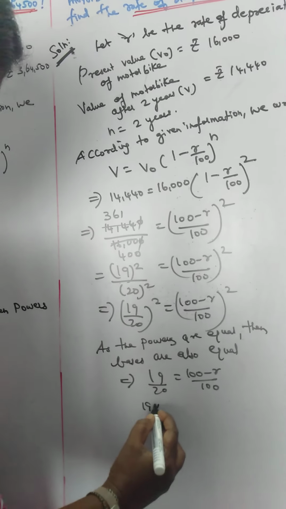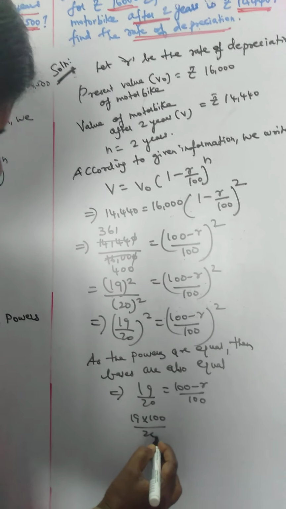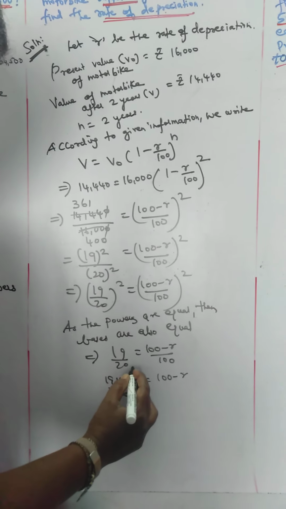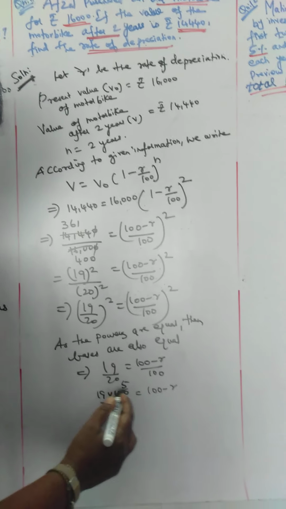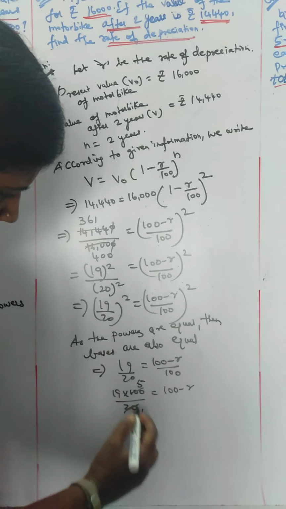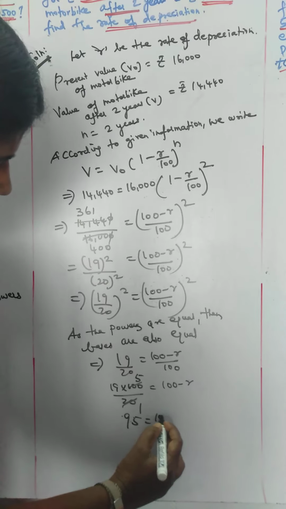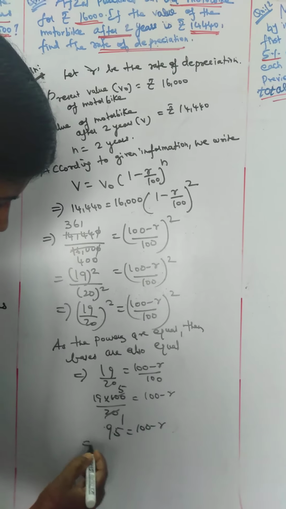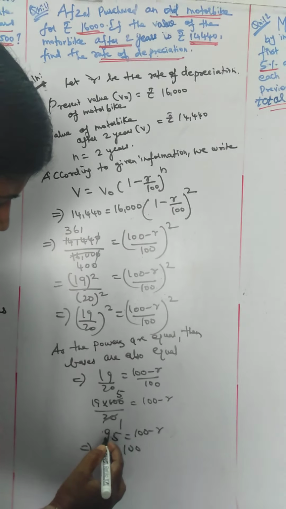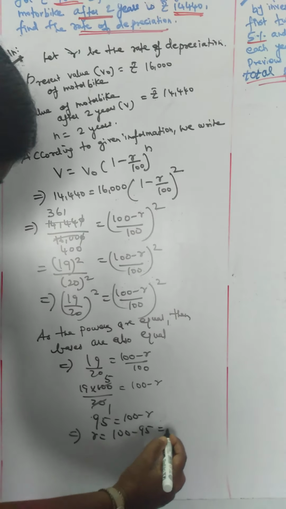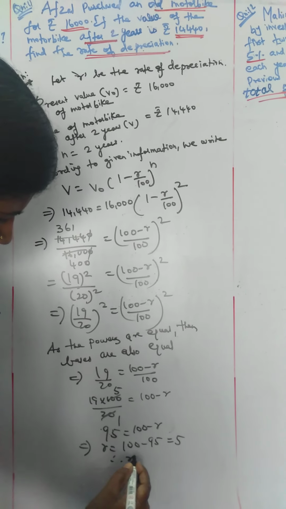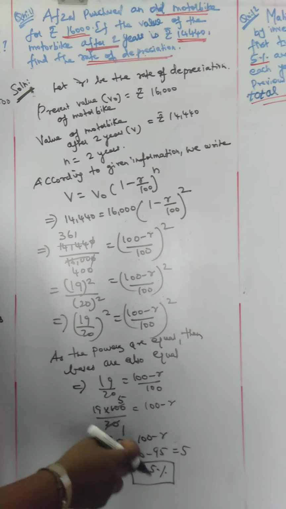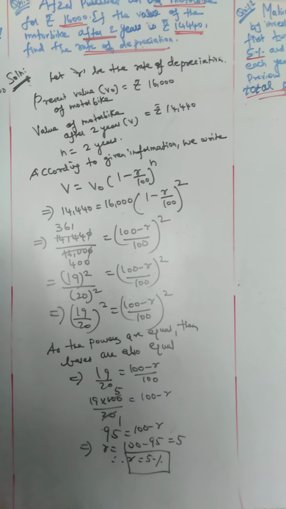Bring this 100 to this side, which is what, 19 into 100 by 20 equal to 100 minus r. 20 times, this is 1 time, this is 5 times. Okay, 19 into 5 is, which is what? 9 by 7, 45 balance for 95, which is equal to 100 minus r. So which implies minus r, if it comes to this side, this will become plus, and 95 goes to that side, become minus. So which is equal to 5. So therefore r is equal to 5%, which is what, rate of depreciation.